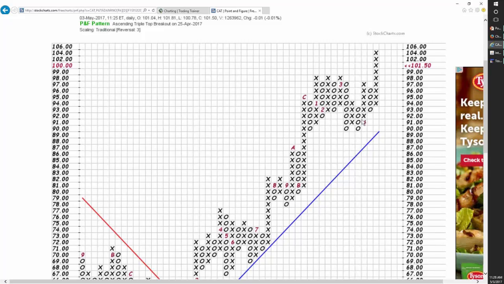A lot of action in April, up action and then down and then big up. So we want to look for clear signs of support and resistance here on the point and figure chart.